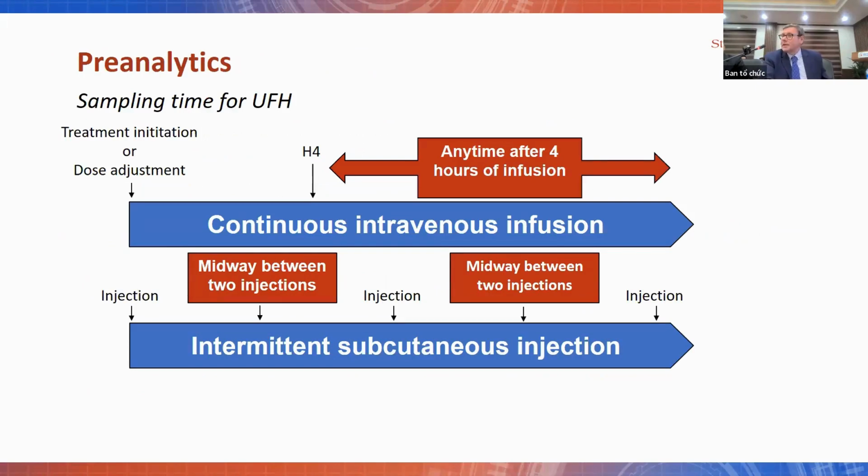From a pre-analytical standpoint, it is also important to remember when to take the blood if you want to interpret your results correctly. So there are two types of infusion of heparin. The first one is a continuous intravenous infusion of heparin. In that case, you can measure the APTT or the anti-10A activity as soon as you have reached 4 hours after the infusion. And if you use intermittent subcutaneous injections, then you should measure the anti-10A or APTT at midway between two injections.